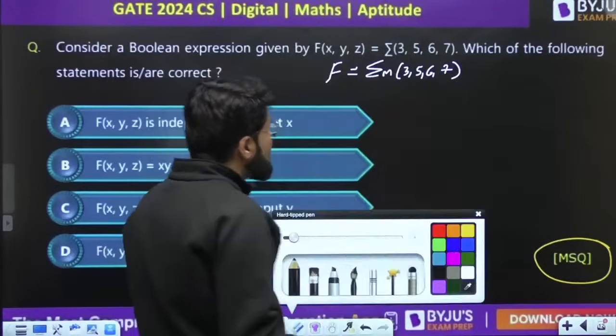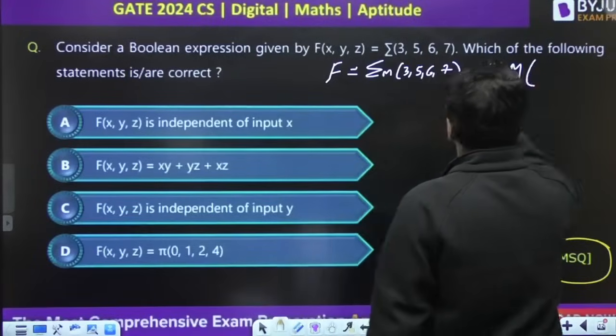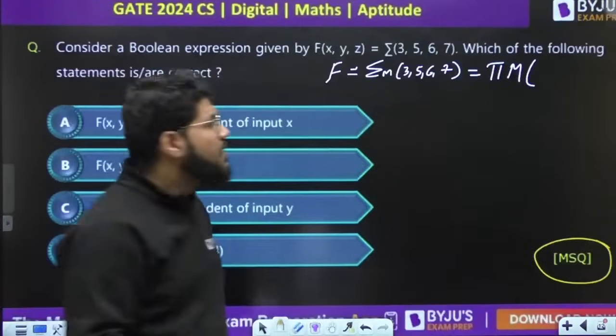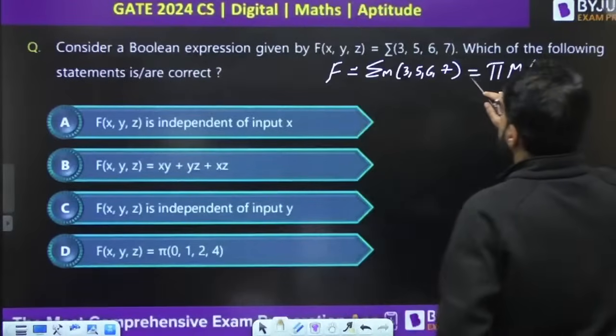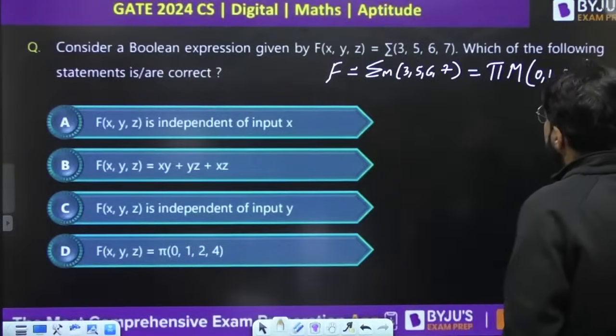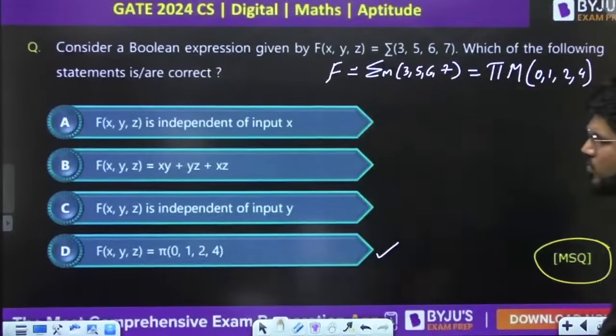Now, how to convert minterms to maxterms? By listing those numbers which are not in the minterm list. Maxterm to minterm, minterm to maxterm, very simple. So this becomes 0, 1, 2 and 4. Those will be the maxterms. So 0, 1, 2 and 4. That one is correct.